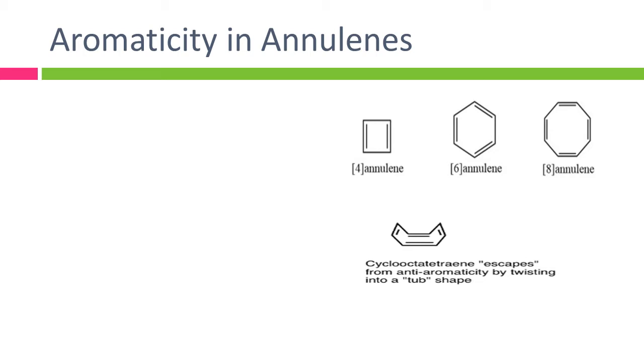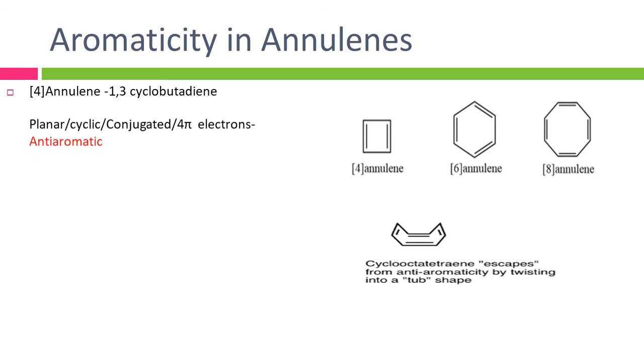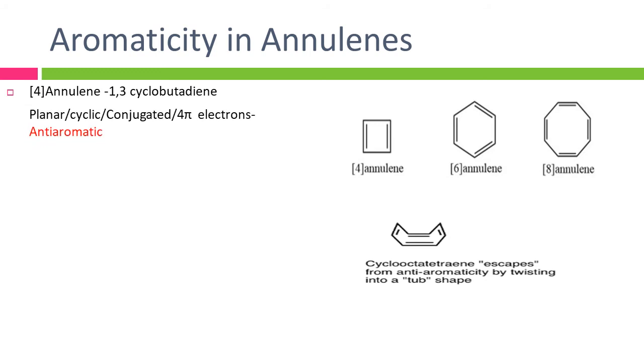Now let's see the aromaticity in annulenes. Annulenes are cyclic compounds. Let's take an example of a simple annulene, 4-annulene, which is otherwise 1,3-cyclobutadiene. It is planar, cyclic, conjugated, and it has 4 pi electrons. It does not obey Huckel's rule and it is anti-aromatic in nature.